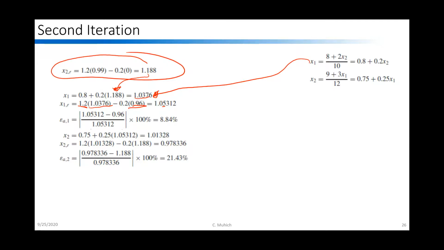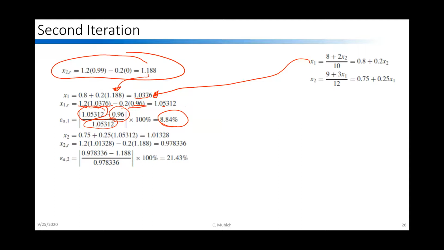When we look at calculating our error, we're still going to use the relaxed values. So we're going to use that 1.05 for the current guess, and then 0.96 for the old guess. We don't use the unrelaxed value, right? We're going to use the previous value. Right, so then this is going to give us an approximate error of less than 10%. Great, that was our goal for x1. So we're feeling good there.